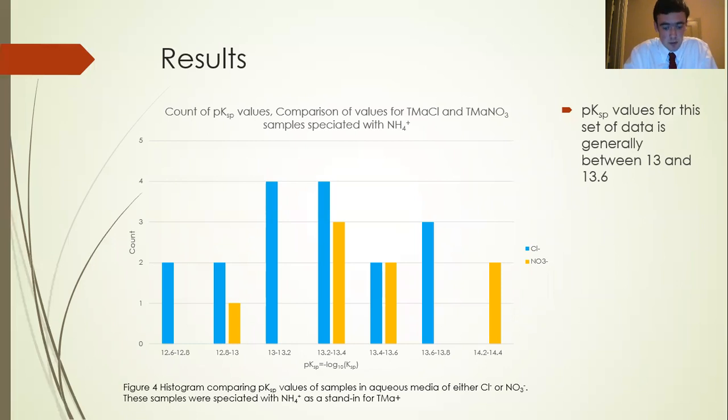This histogram compares data for samples with aqueous media of chloride and nitrate that underwent speciation calculations with ammonium as the stand-in for TMA. Note that the y-axis is the count of pKsp values, and the x-axis is pKsp, which is again the negative log 10 of the Ksp, in bin sizes of 0.2 pKsp units. There's no perfect agreement between these values, but you can see that the data generally falls between a pKsp value of 13 and 13.6.